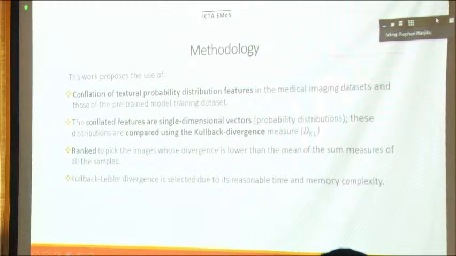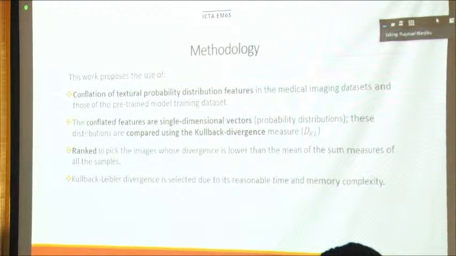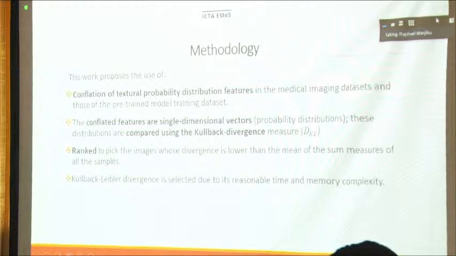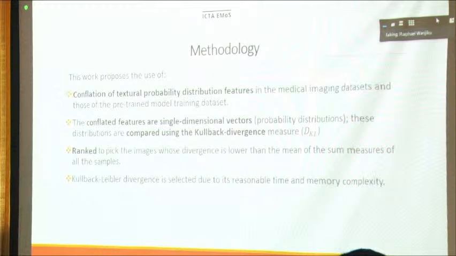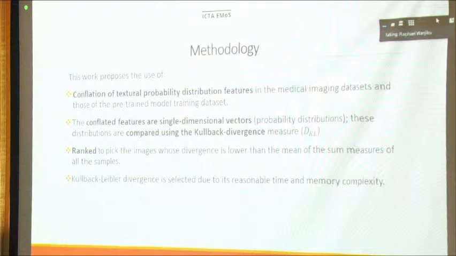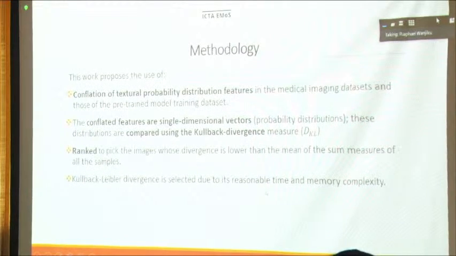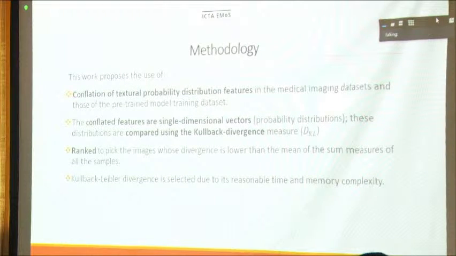So in this methodology, we are calculating the textural probability distribution of these features. Once you have these probability distributions, we put them into single-dimensional vectors. From single-dimensional vectors, we can compare them using Kullback-Leibler divergence. Once we have the Kullback-Leibler divergence measures of these images in both of those domains, we can select a mean Kullback-Leibler value that will help us rank these images. We're using Kullback-Leibler divergence because of its reasonable time and memory complexity relative to other measures.